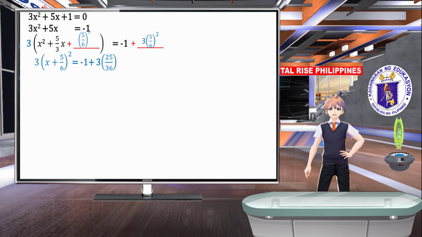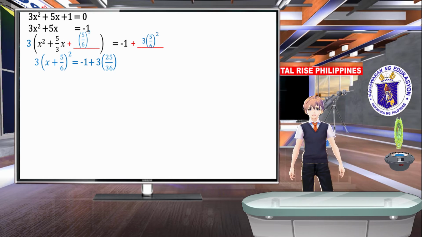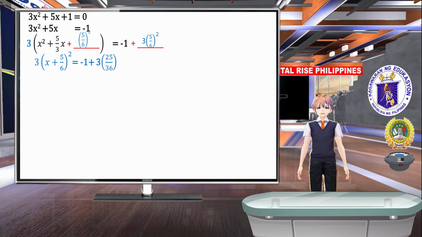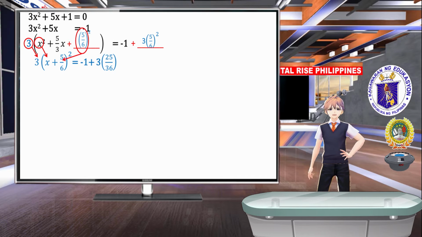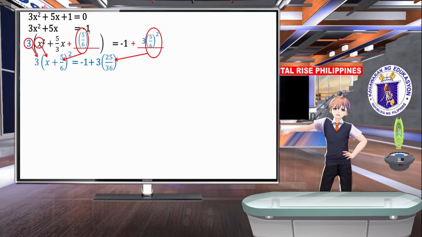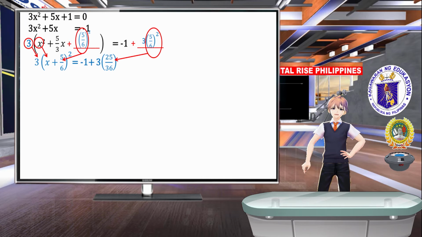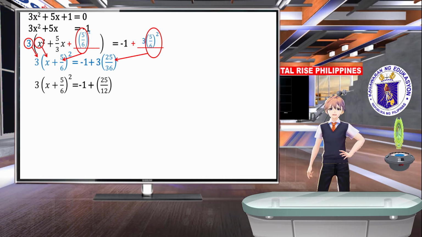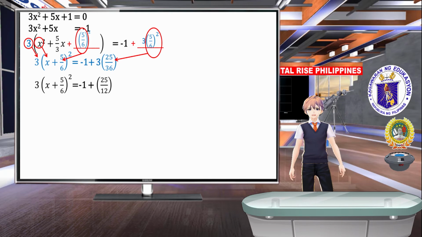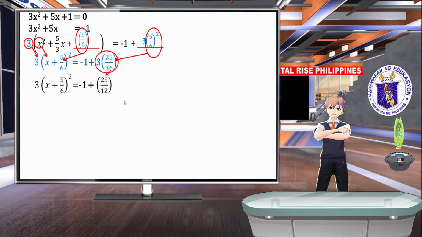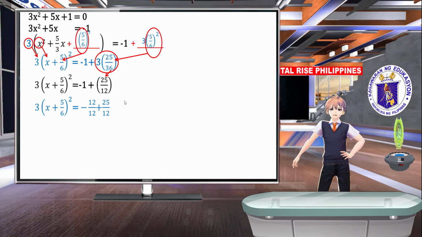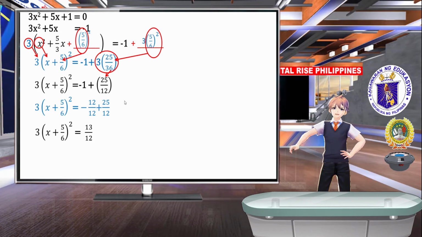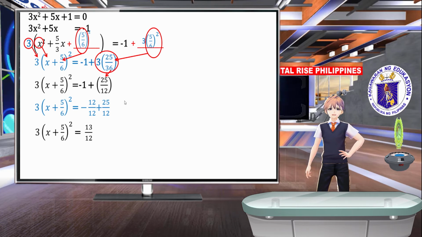Express the quadratic expression at the left side as square of binomial and simplify the right side of the equation. This results to 3 times the square of x plus 5/6, equals -1 plus 3 times 25/36. Then we have 3 times the square of x plus 5/6, equals -1 plus 25/12. Make the terms in the right side of the equation as similar fractions, then add to have 3 times the square of x plus 5/6, equals 13/12.